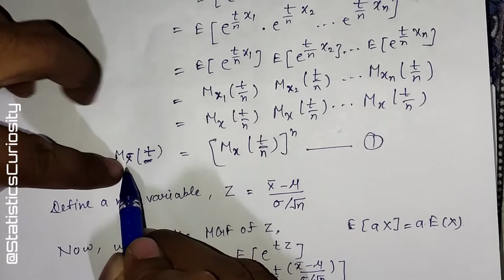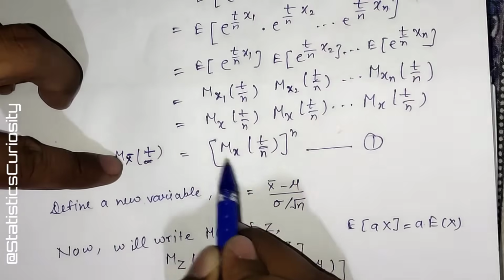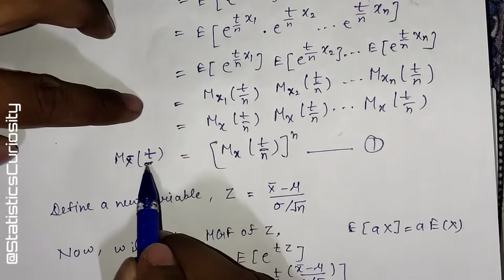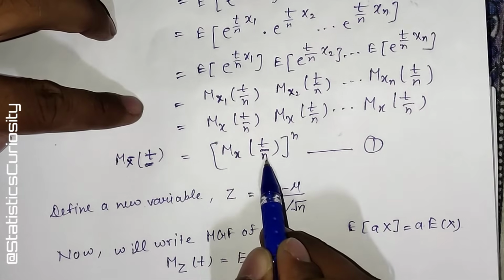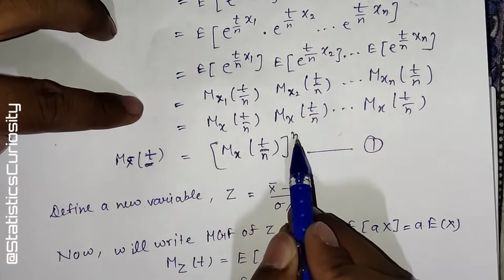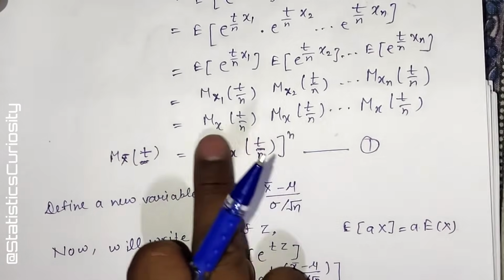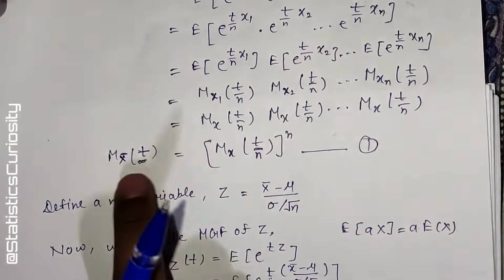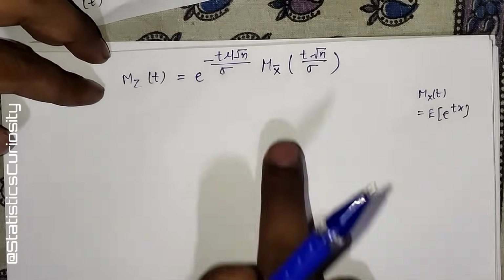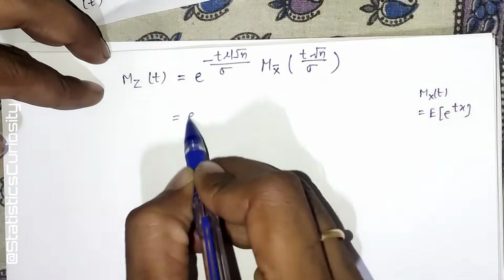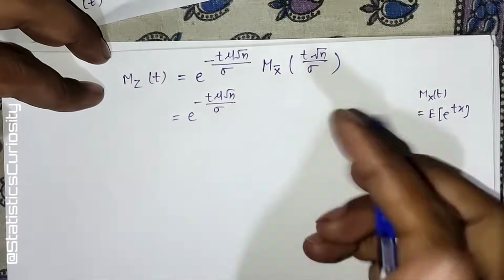It is telling us that if we want to write the moment generating function of x bar in terms of x, what can we do? We can divide this t by n and take the whole power n. We will divide t by n and take the whole power n to convert this x bar into x. So to convert this x bar into x, what will we do?